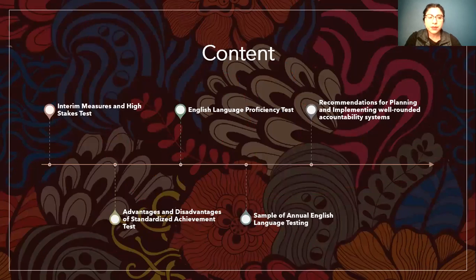So the points that I'm going to be talking about are interim measures and high stakes tests, the advantages and disadvantages of standardized achievement tests, the English language proficiency tests, the sample of annual English language testing, and the recommendations for planning and implementing well-rounded accountability systems.